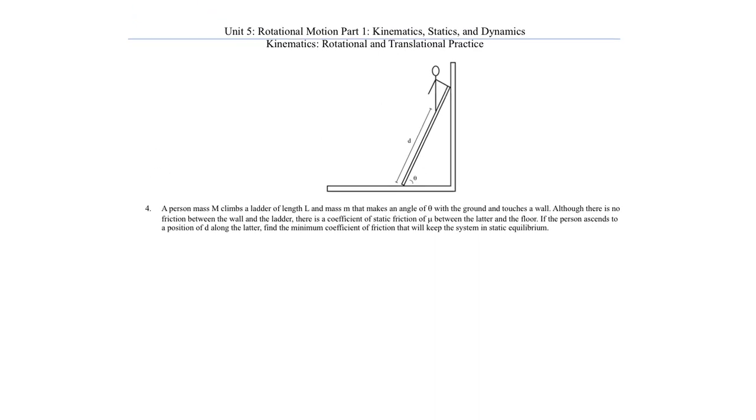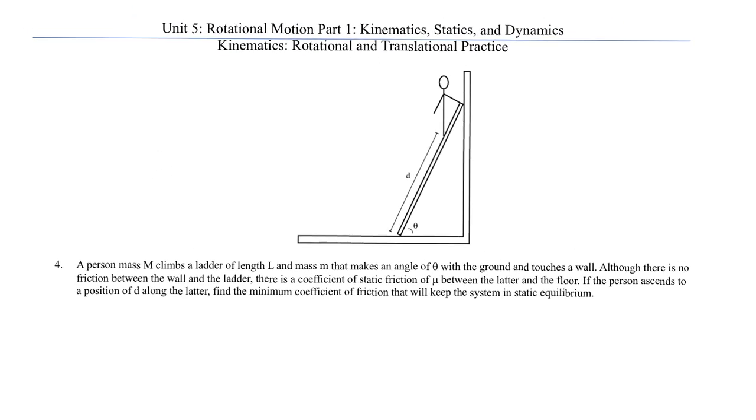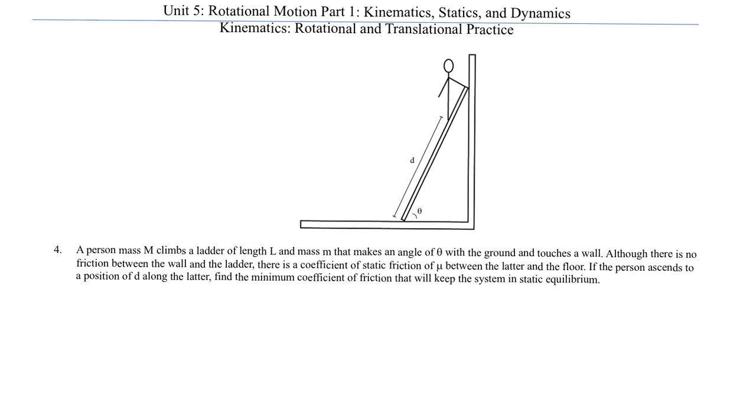So we'll begin the ladder problem. My understanding about the ladder problem is that we are to find the minimum coefficient of friction that will allow the person to stand at this point on the ladder and have the ladder not slide out from under them, correct? So we're looking for mu.